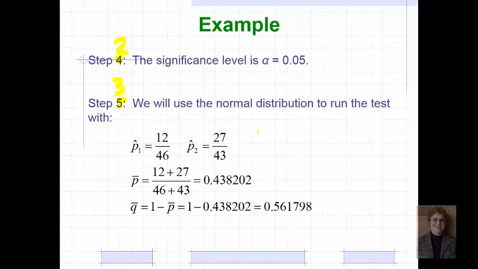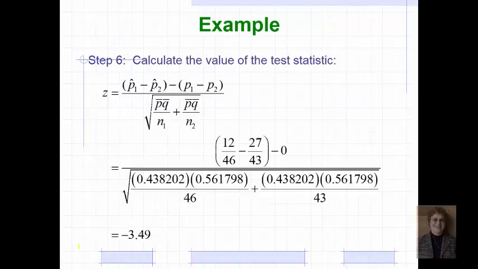So let's summarize our data. p̂1 is going to be 12 out of 46. p̂2 is 27 out of 43. I think I would go ahead and find the decimal equivalents to these. We've got our pooled p and our pooled q. So now we have the numbers that we need to go on and actually calculate our test statistic. And remember, in our 6-step test, this is step 4. And so we plug in our numbers and we get a z-score of negative 3.49.